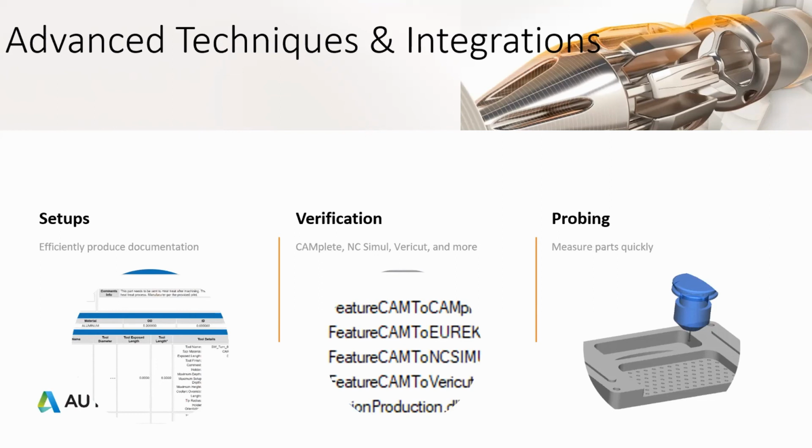It's really, really handy. The verification, you can send the code out to all the verification types of software, whether it's Vericut, NC Simul, etc. So that's nice to be able to do that and just double check everything. FeatureCAM's probing abilities are really, really done with great precision and also very handy.